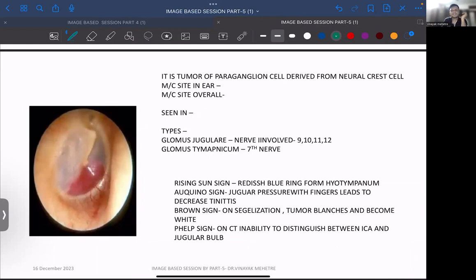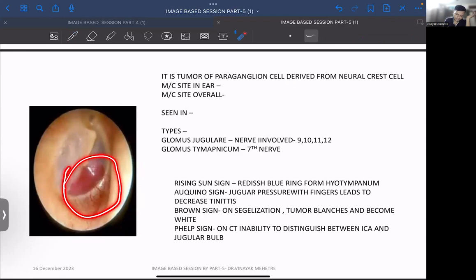इसे कैसे याद रखना है? There is redness, pulsatile mass present in the lower side of tympanic membrane. Always answer is going to be glomus tumor.